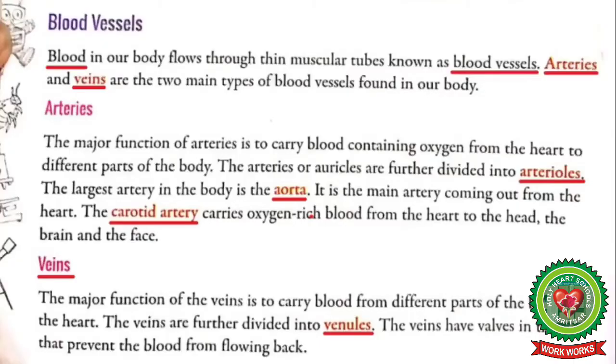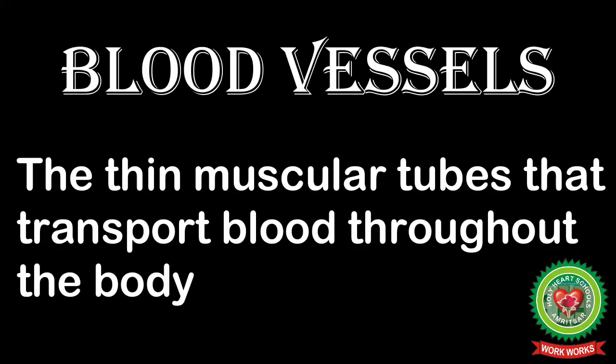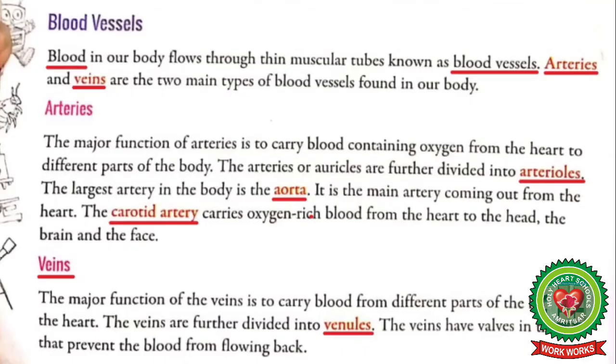Now students, next topic is blood vessels. Blood in our body flows through thin muscular tubes known as blood vessels. So blood vessels are the thin muscular tubes that transport blood throughout the body. Students, arteries and veins are the two main types of blood vessels found in our body, and capillaries are the very thin blood vessels that connect arteries to veins. Now let's discuss about arteries in detail.